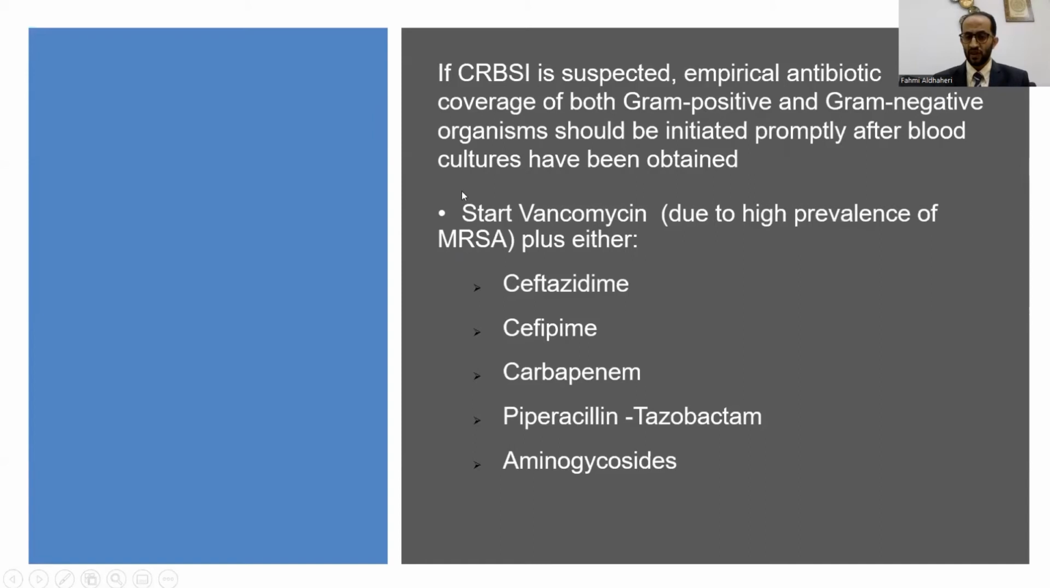So start vancomycin, because there is now a high prevalence of MRSA in the community because of unnecessary use of antibiotics. So we should consider vancomycin to cover gram-positive organisms, including MRSA. In addition, one of these antibiotics to cover gram-negative: either ceftazidime, cefepime, carbapenem, piperacillin tazobactam, or aminoglycoside. Every dialysis center and every hospital should have their own protocol for CRBSI based on the result of the culture and the result of resistant organisms.